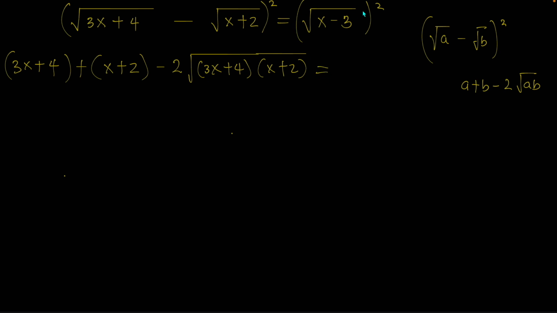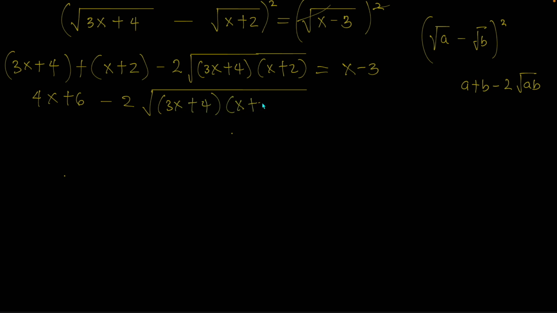By having this type of arrangement, it means that this radical sign goes along with the square, so we're left with x minus 3. Now we simplify this further. This gives 4x plus 6, and what you have here remains the same: 3x plus 4 then x plus 2 equals x minus 3.